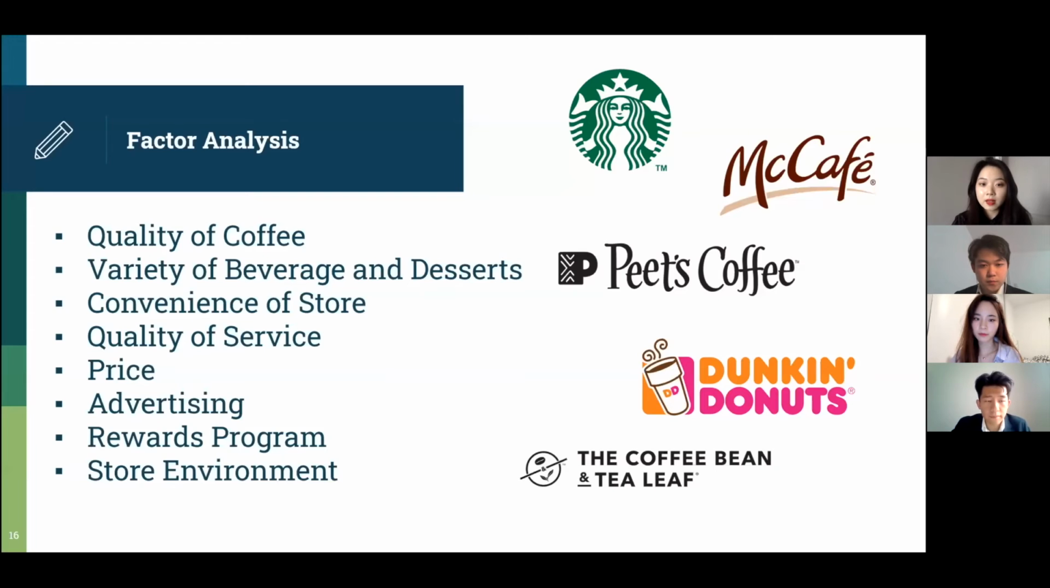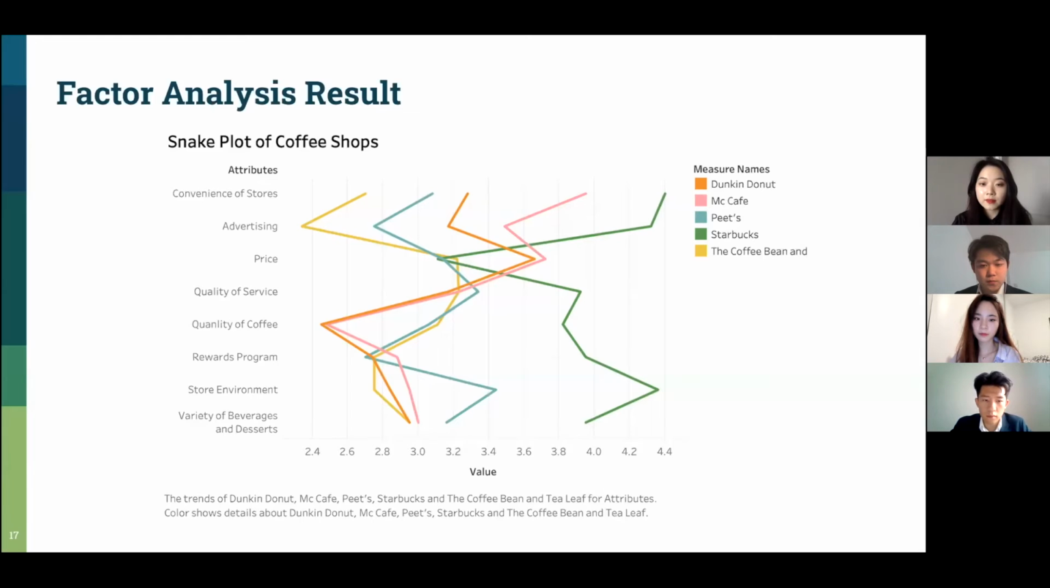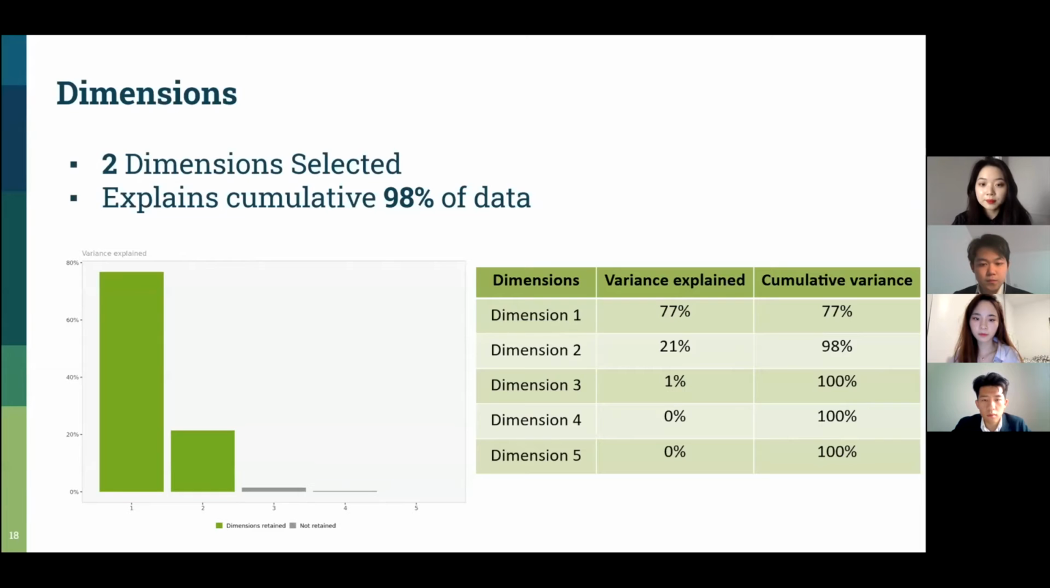Here is a snake plot based on these attributes. We can see the green line represents Starbucks, and it has high score of convenience, advertising, store environment, but low in price, which means expensive. From the result of positioning analytics, we got 2 dimensions which can explain 98% of our data, and here is a statistical summary of the 2 dimensions.